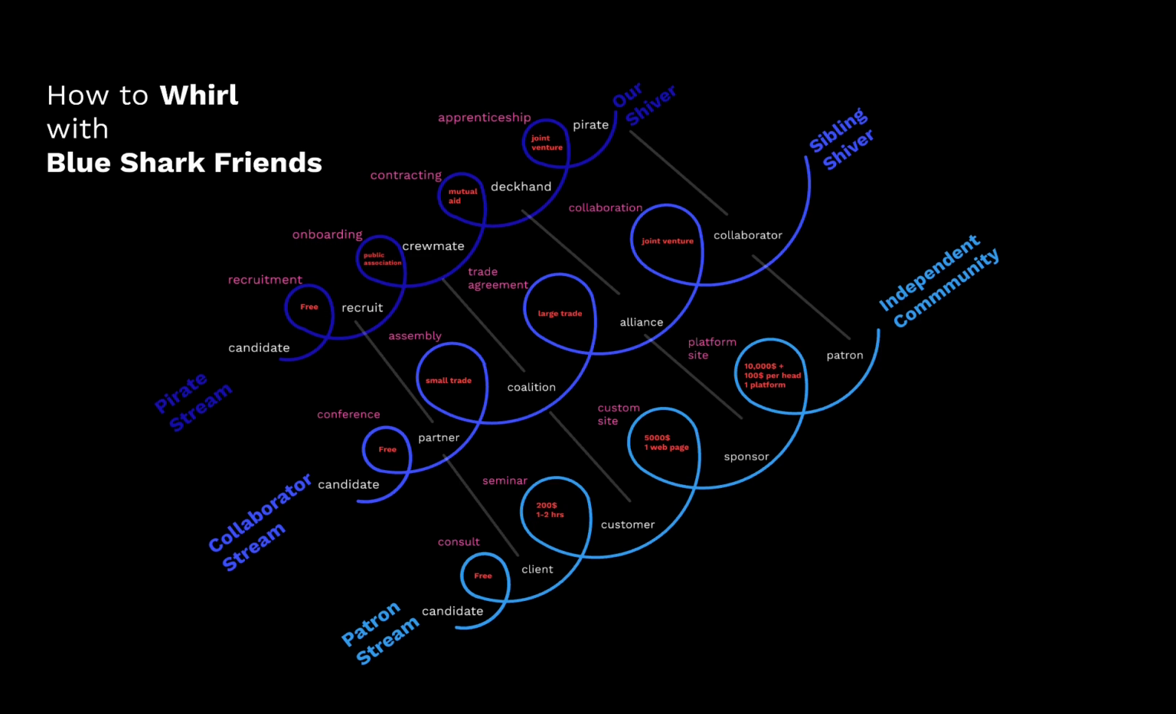And if that goes well for us, we move on to a large trade where we do a mutual aid agreement and it's a lot more formal. And if that goes really well, our goal is to have a joint venture that allows us to build you a shiver platform. So let's say you're one of those people who has money. That's great. You can still do this.